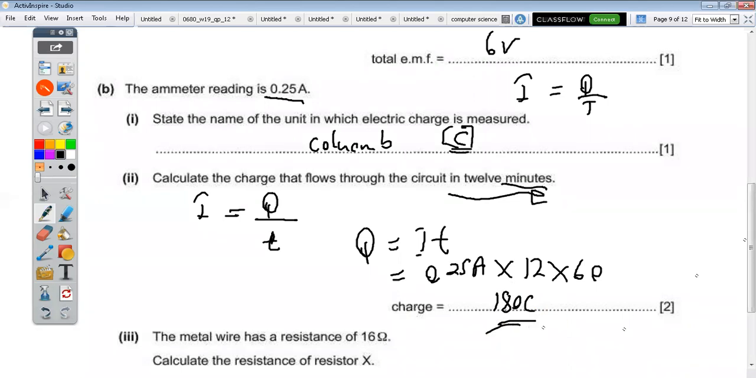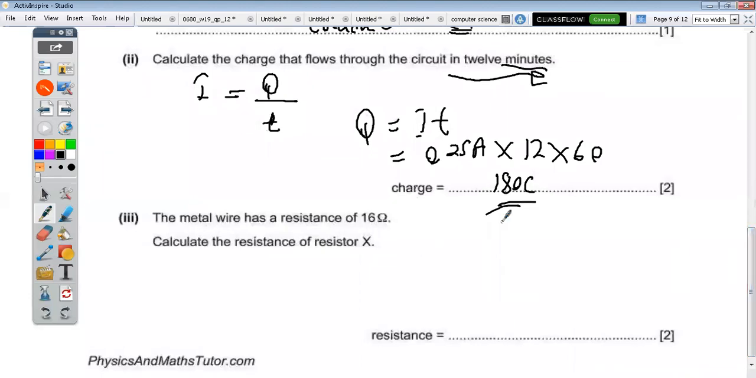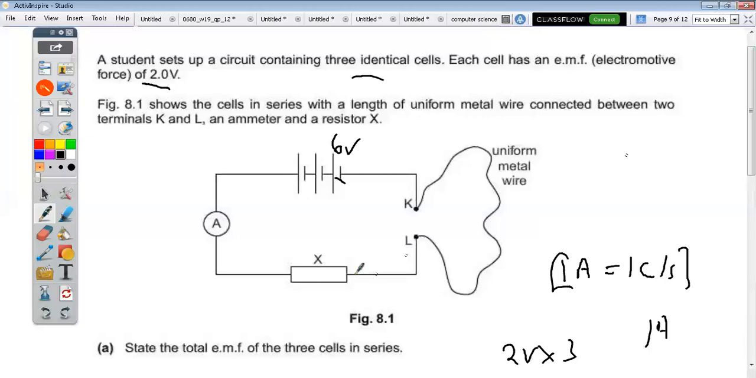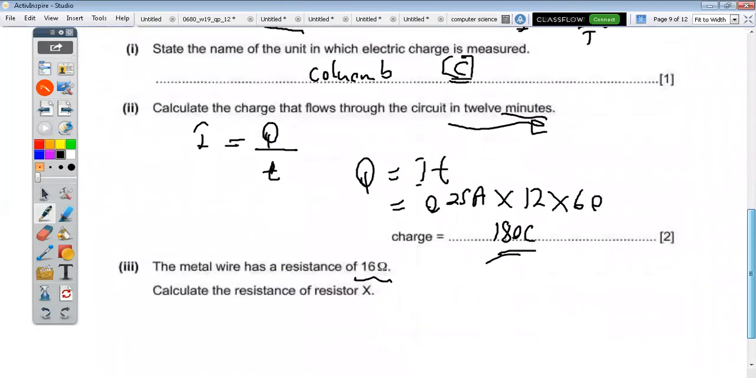Yes, sir. Now the metal wire has a resistance of 16 ohms. Calculate the resistance of resistor X. This one here. So this one they're saying has a resistance of 16 ohms. But these resistors, look at your connection, they are in series with X. X is in series with the wire. Make sense? If they are in series, we add their resistance to find the total resistance. So I'll work it from there.